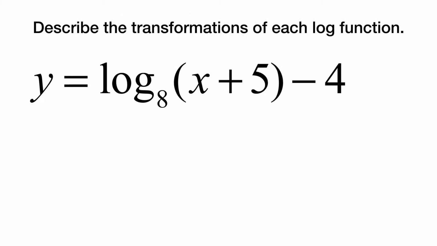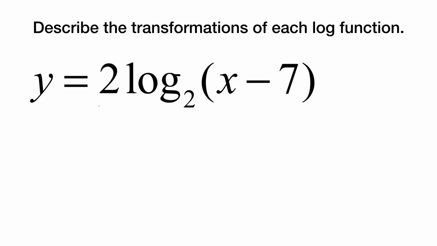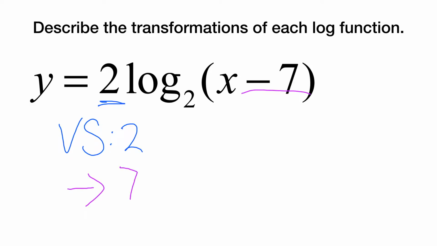Now we're going to just describe some transformations. This will be a lot easier. I would start out with the plus 5 right here, and that plus 5, remember, ends up meaning the opposite direction. Sometimes we forget this, but it means left 5. And then minus 4 is what you expect, so down 4. Right here, we have a 2, and notice this 2 is not inside the parentheses, so that means it's going to be vertical, and because it's greater than 1, it's a vertical stretch of 2. Then, right here, we have minus 7. But remember, inside the parentheses, it goes the opposite direction you expect, so that means right 7.